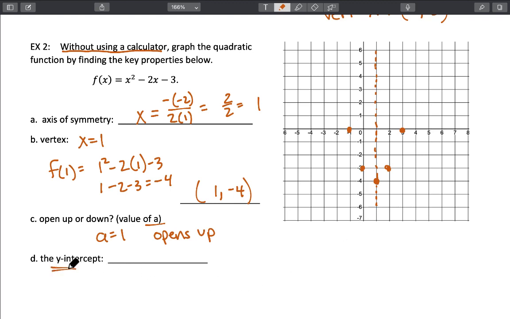If not, you should always take a look at your y-intercept. Remember that the y-intercept is 0 and then whatever your c value is. Well, (0, -3) is my y-intercept, and you can see that I've already found that point. So let's graph this parabola here as best we can, and there you go.